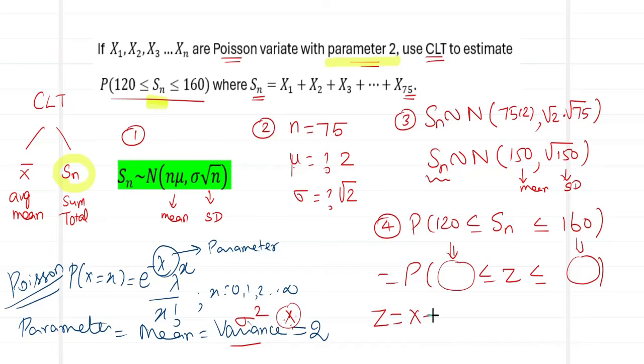Z is the standard normal variate given by x minus mu divided by sigma. So it is x minus what we have in place of mu. In place of mu, I have 150. And what do we have in place of sigma? In place of sigma, I have the square root of 150. Now x takes the values 120 and 160. So we will compute the data.